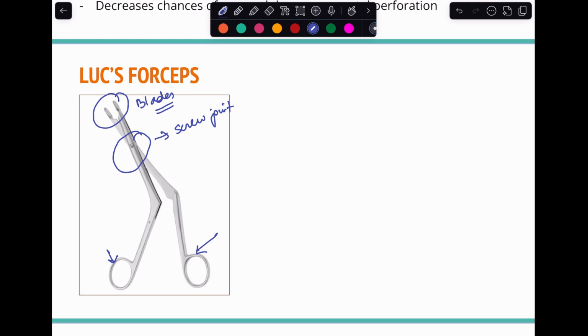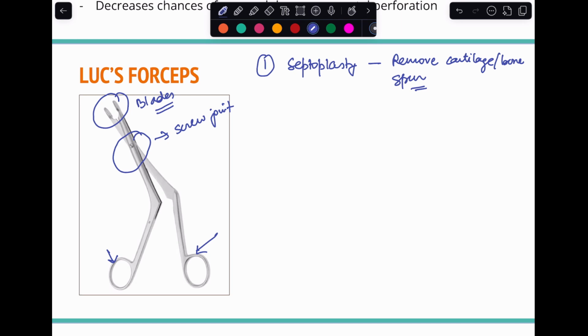Now, what is the use of Lux forceps? First of all, let's talk about its use in SMR as well as septoplasty. So Lux forceps is used to remove any deviated part of the cartilage or bone that you are removing during the time of the operation. It can also be used to remove the spur. So this is its use during the time of septoplasty.